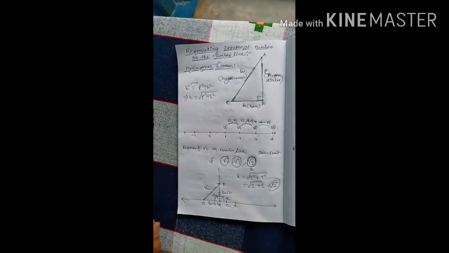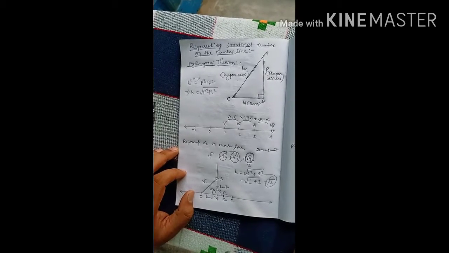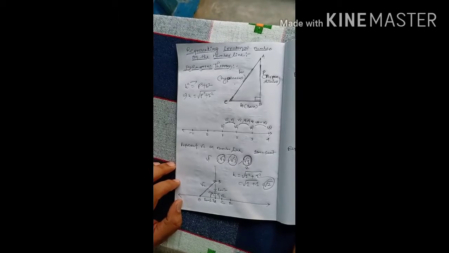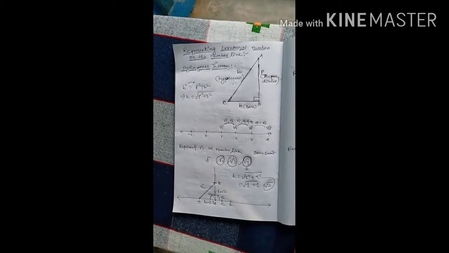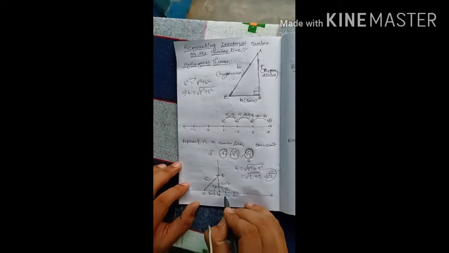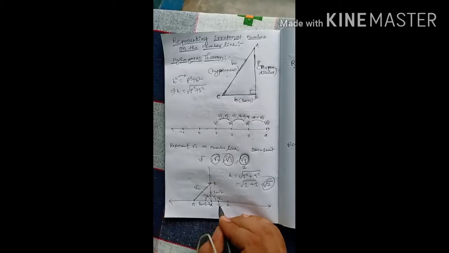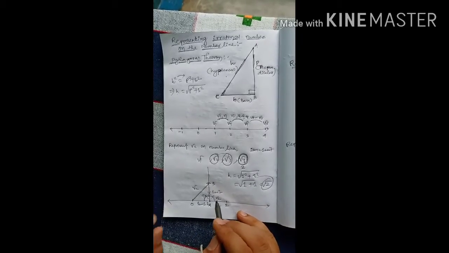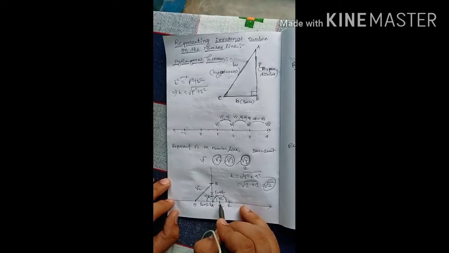So let us see how root 3 can be represented on the number line. If you want to represent root 3, then what we have to do? Just see at point root 2. At point root 2, we have to make a 90 degree angle here. So 60, 120, and here it is 90.